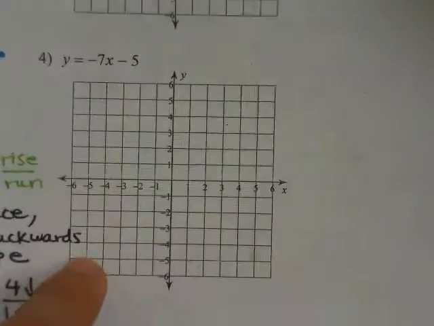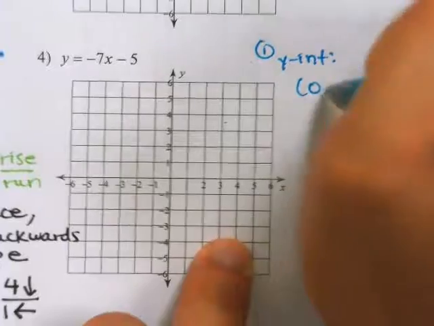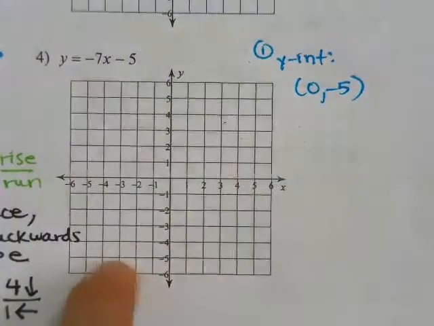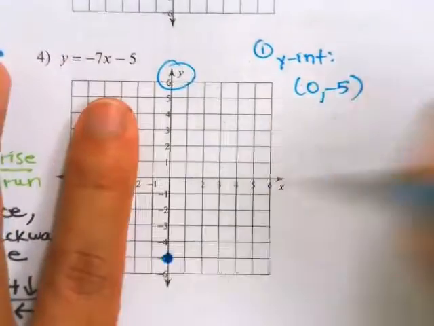Number 4. What's your y-intercept, you guys? Negative 5, yes. 0, comma, negative 5. And we're going to start that on the y-axis. 0, comma, negative 5 is below right over here.